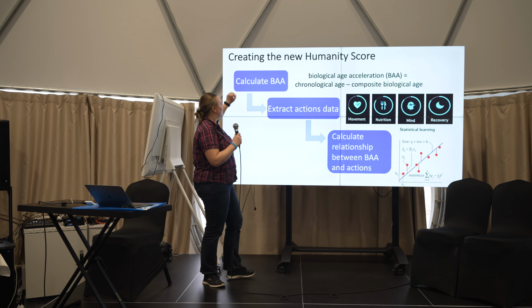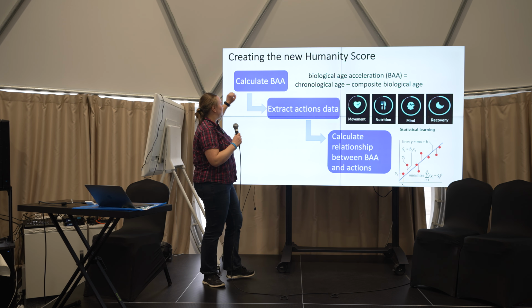We first calculated BAA, biological age acceleration, which is simply your chronological age minus your biological age. We extract the data that you recorded, or that we extracted from your phones and devices automatically, and then we simply calculate the relationship between BAA and your actions, and from that we can then adjust how much of each action you should do that would be more strongly associated with your biological age.